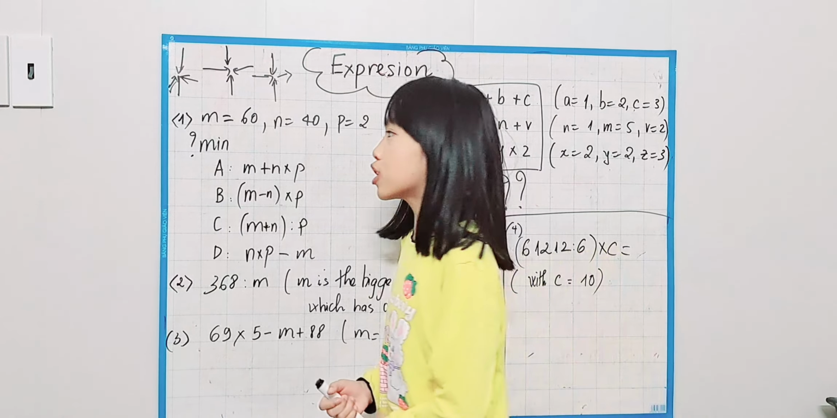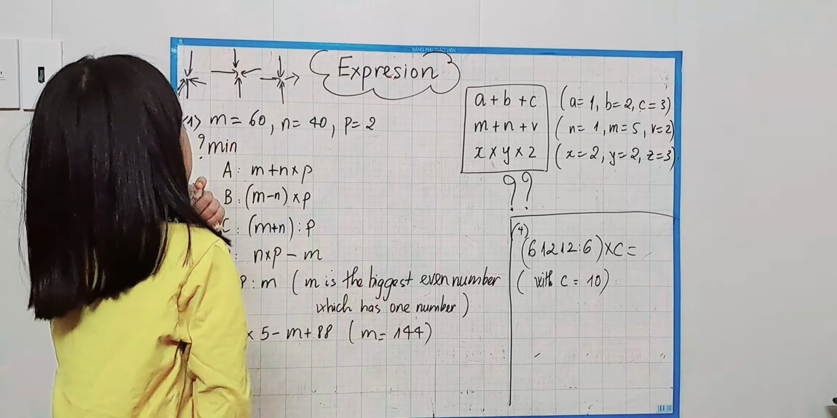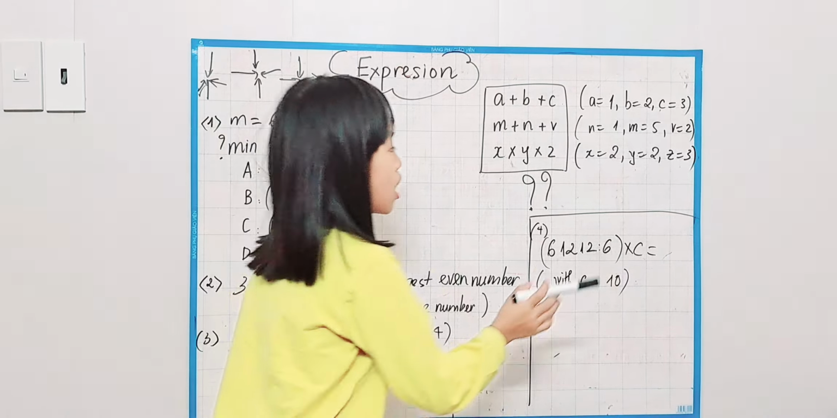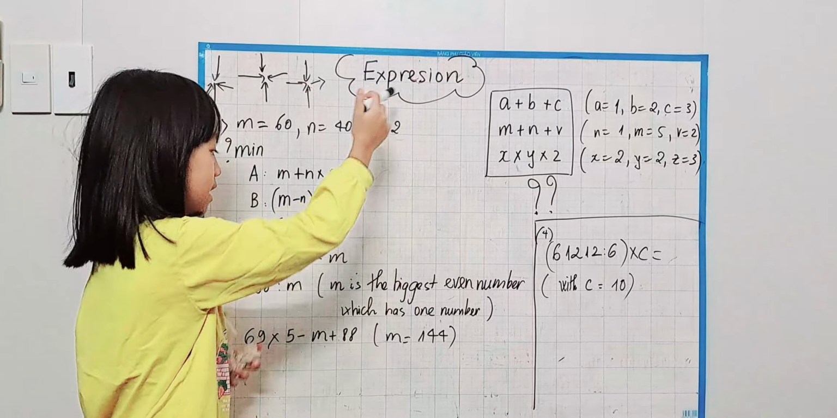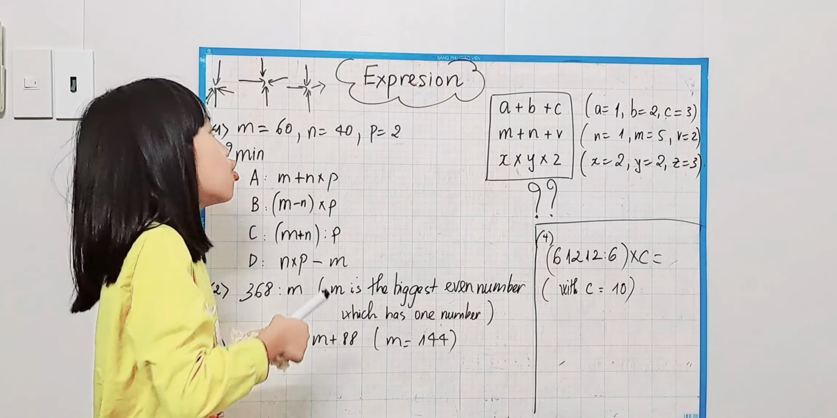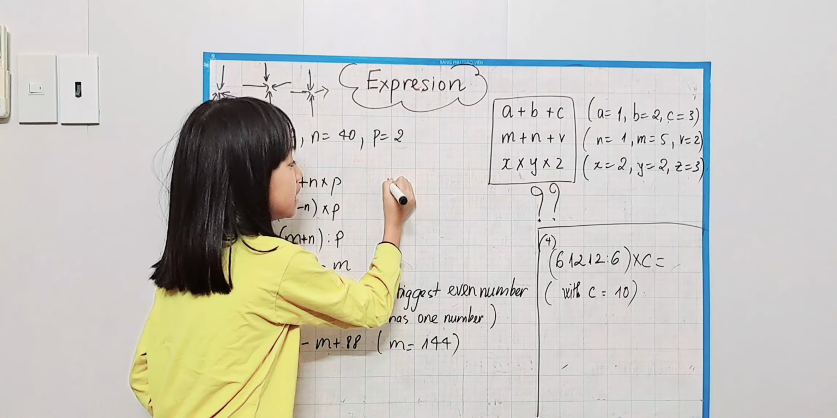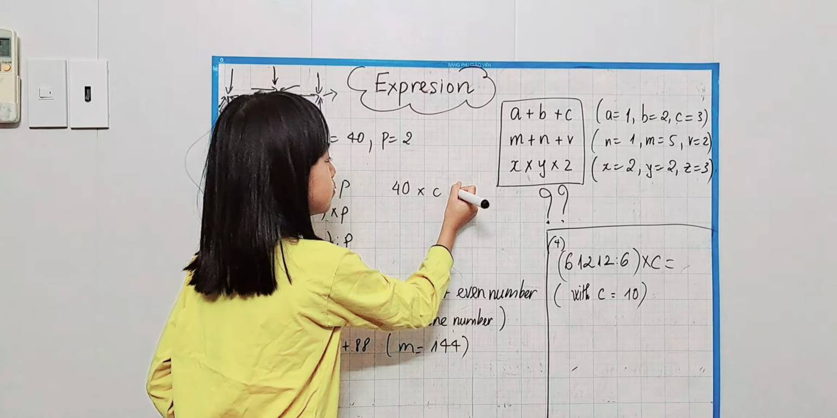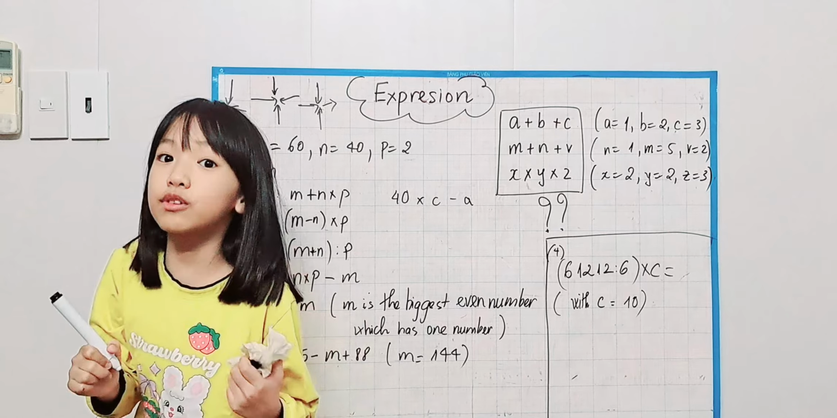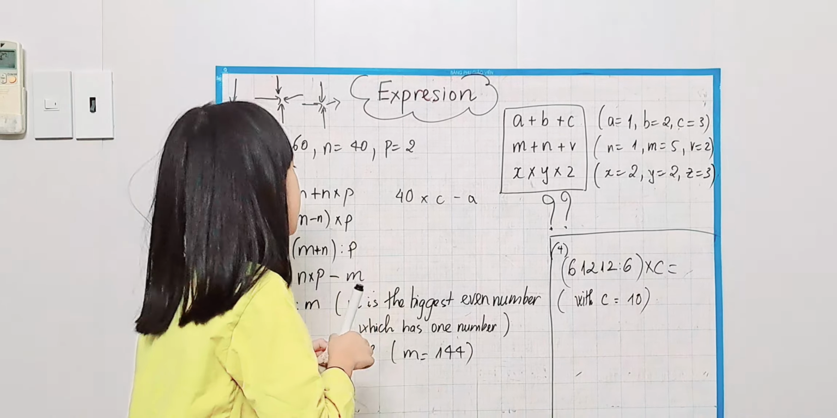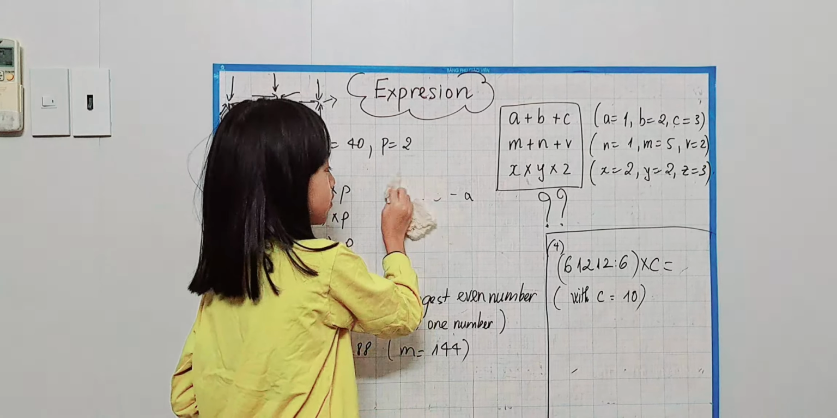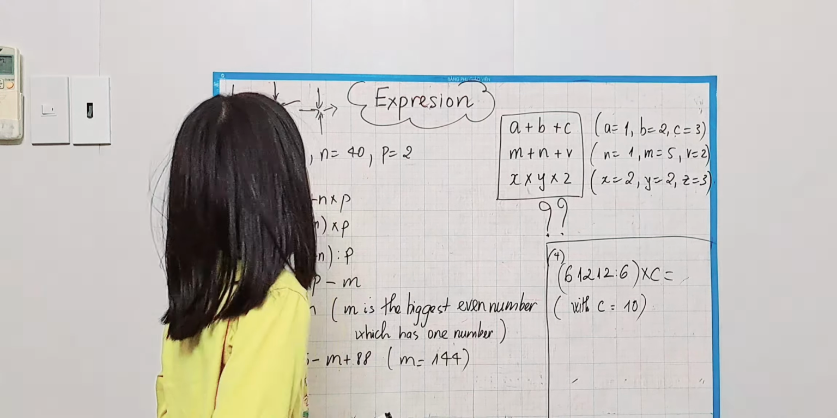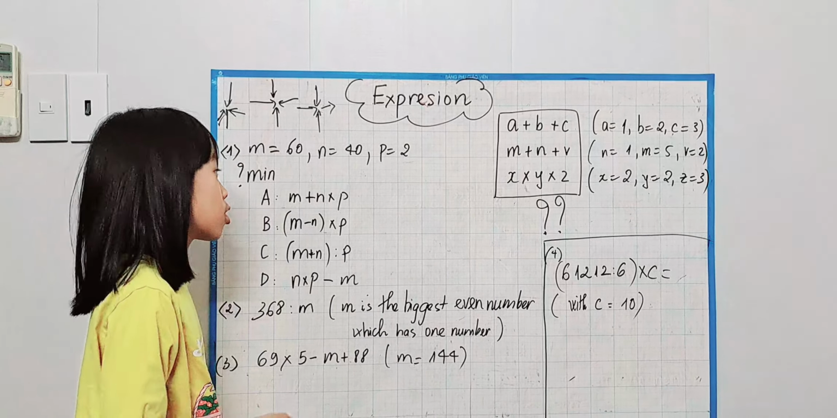So today we're going to learn about expressions. I'm going to write expressions because there are many, like one expression, maybe a whole bunch of expressions, or maybe like 40 multiplied with C and minus A like that. So that's called expressions. Some have 1, some have 2, and some even have 3 or 4 or 5 or more if we want. So let's understand what expressions are.